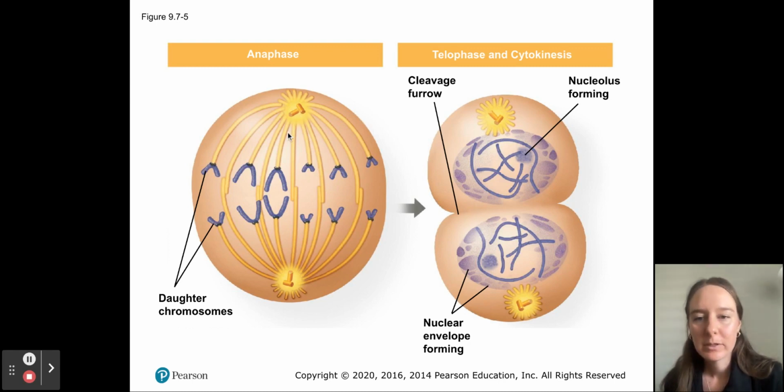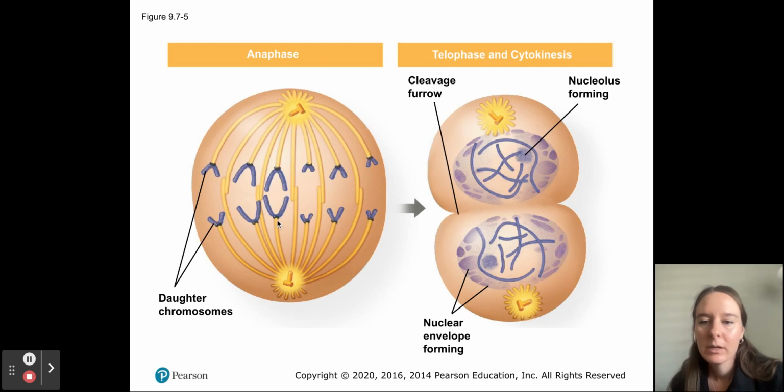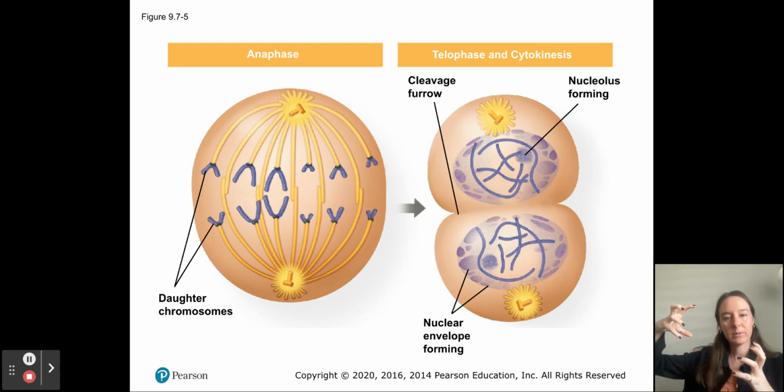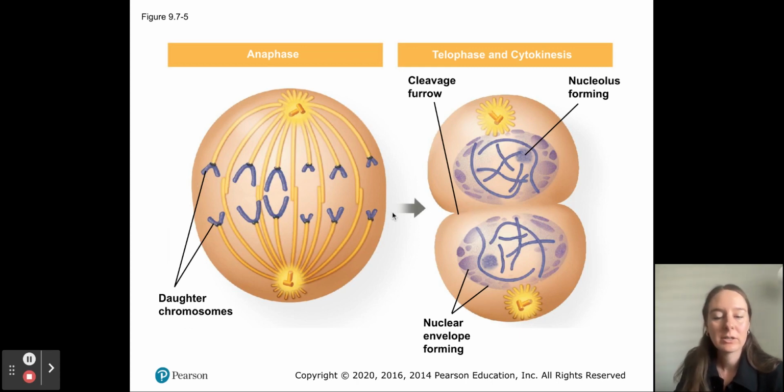So the spindle fibers are made up of a long chain of proteins. That chain is going to shorten and shorten and shorten, and it's going to pull the chromosomes to each pole of the cell. So in anaphase, the chromosomes are splitting. And now you have half the chromosomes on one side of the cell, half on the other side. So each daughter cell will get an exact copy.